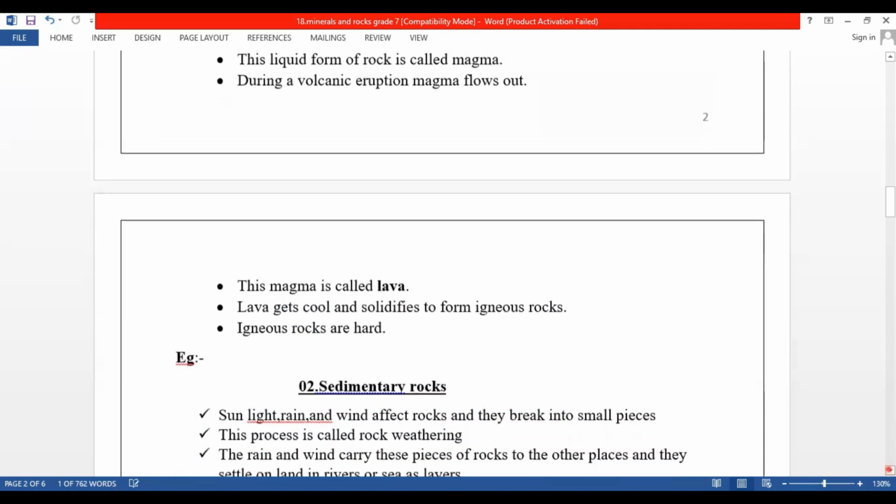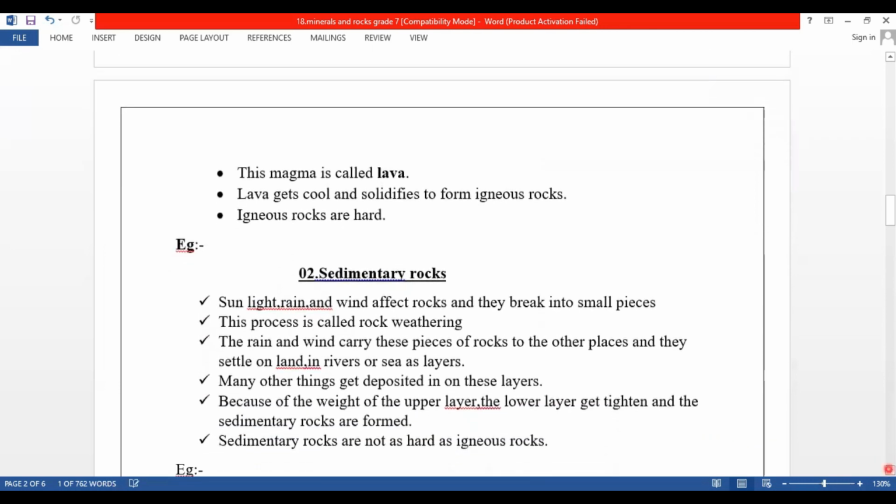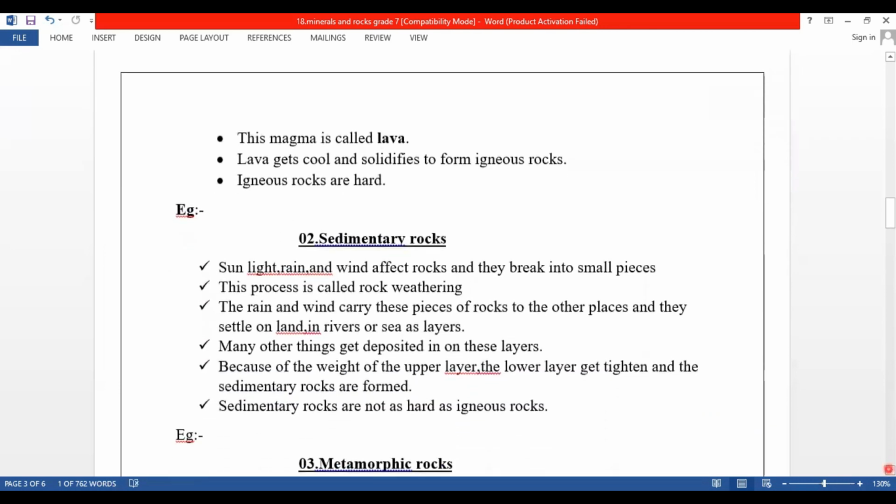This magma is called lava. When the magma is flowing out from the volcanoes, we call it lava. The flowing magma is called lava. Lava cools and solidifies. Solidifies means become solid. The liquid lava becomes solid, ඝන වෙනවා, to form igneous rocks. Then the igneous rocks are hard because they are solids, hard solids.